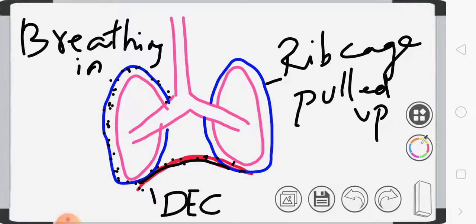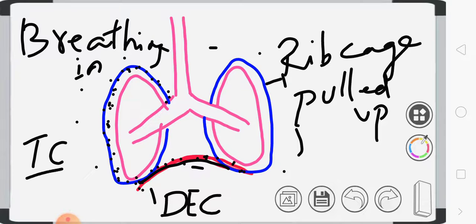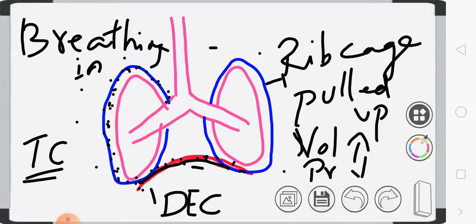The rib cage is pulled up. And when the rib cage is pulled up, as I told you, this part is the thoracic cavity, TC, I'll just put it as TC. So the volume of the thoracic cavity increases. Now I think you should know this: when the volume increases, what happens to the pressure? The pressure decreases. So when the volume increases, pressure decreases.